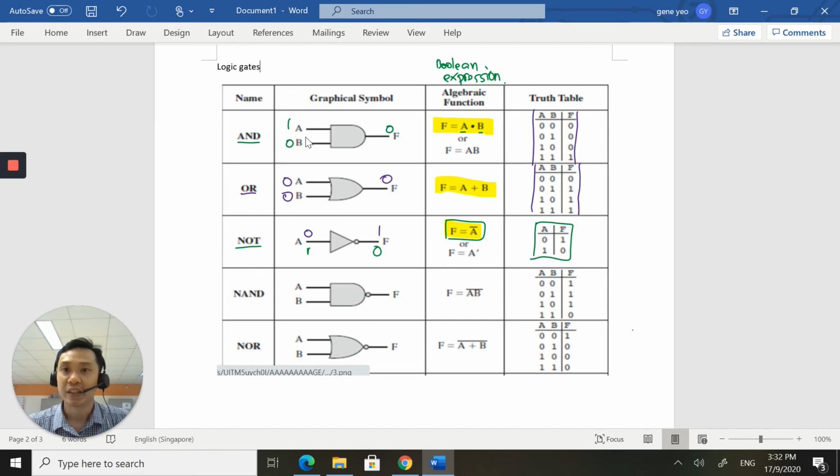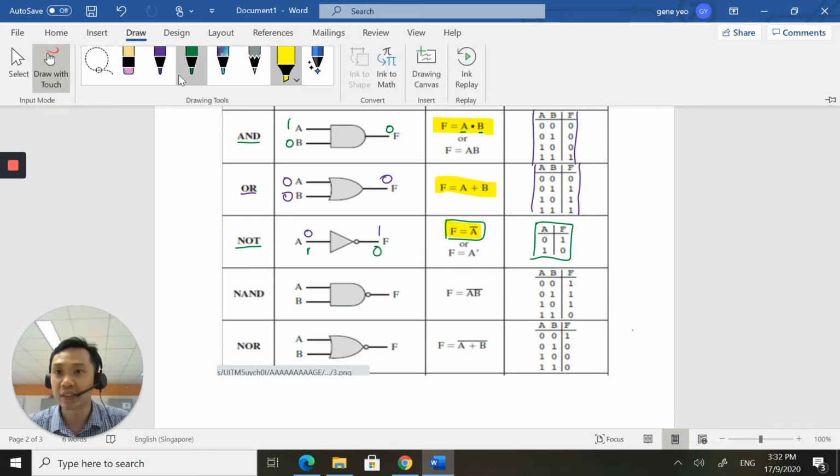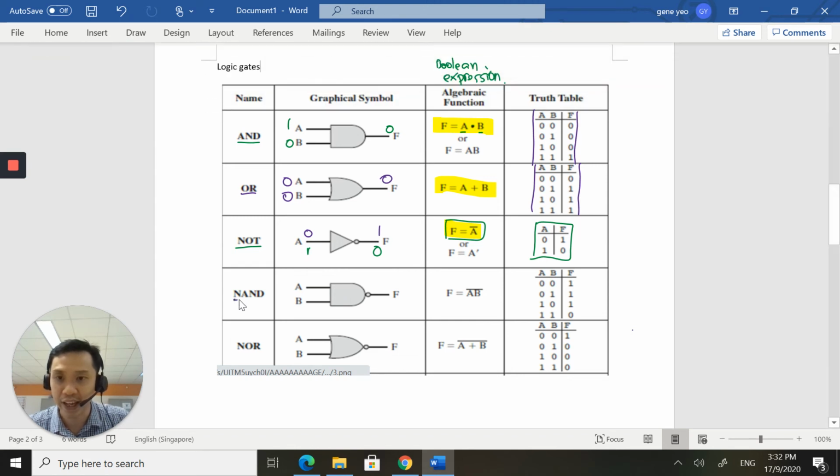Okay? Now there are two other gates that I would like to teach you. It's called a NAND gate. The N stands for NOT AND. It is differentiated from an AND by having a dot at the tip of the AND gate. So this is an AND and this is a NAND. So a NAND is the opposite of an AND.